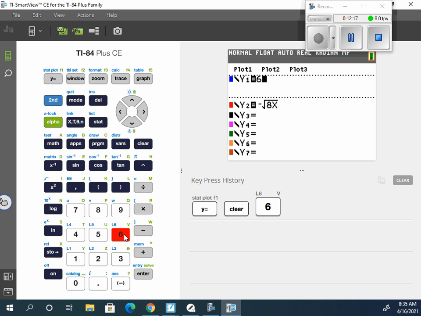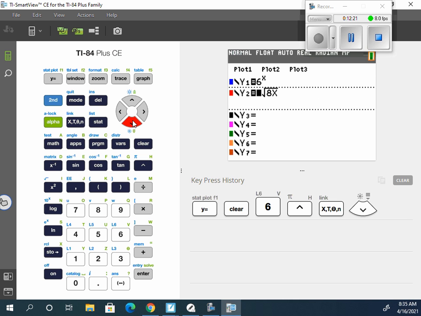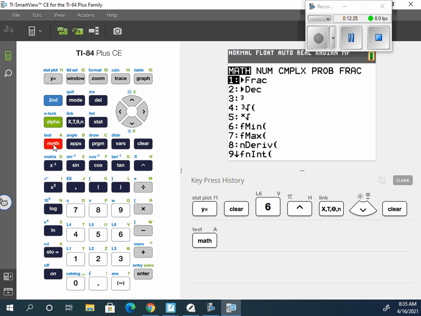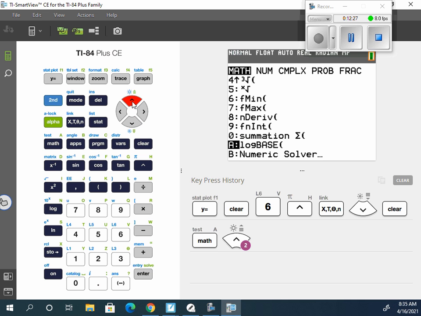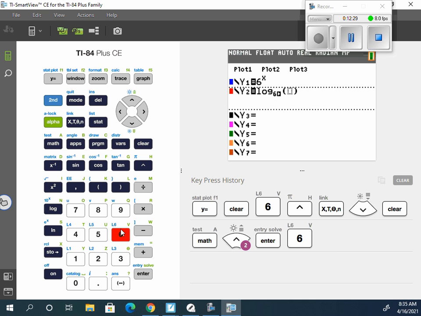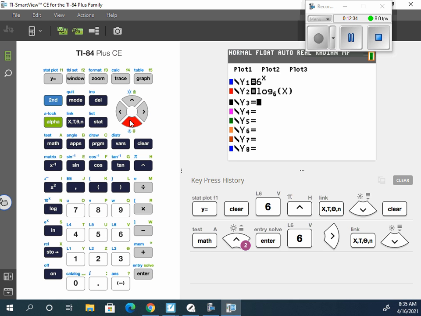So our original function was 6 to the x. That was our original exponential function. Clear? Now, log base 6 of x. And when we dealt with logarithms or inverses, we said they always were reflected across the line y equals x. Yes?